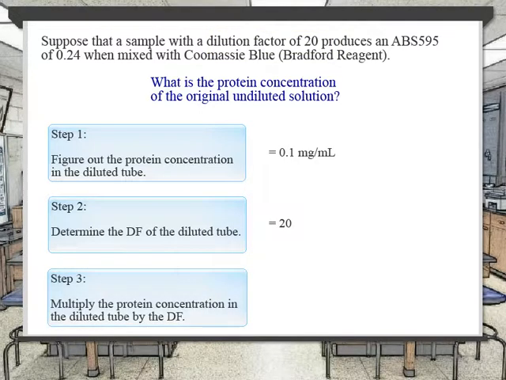Once we put it all together, we are going to multiply the protein concentration in the diluted tube by the dilution factor. In this case, we multiply 0.1 milligrams per milliliter times 20, and that's going to give us a final protein concentration in the original solution of 2 milligrams per milliliter.